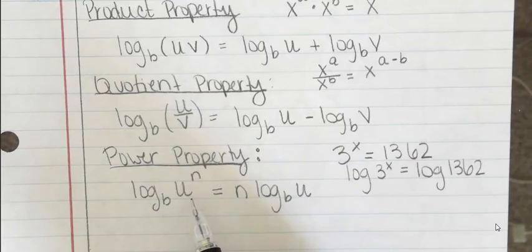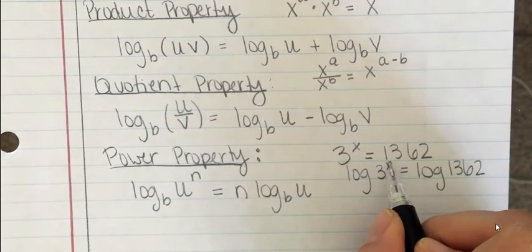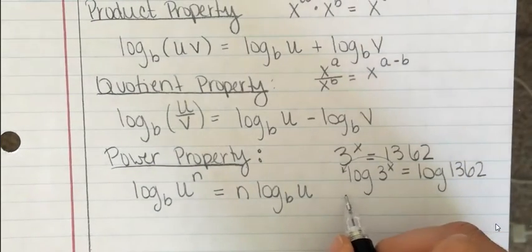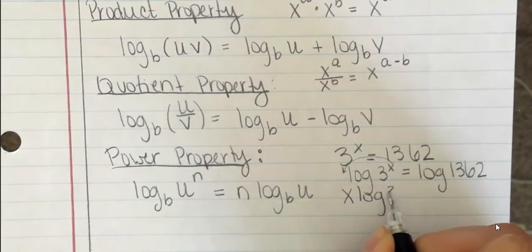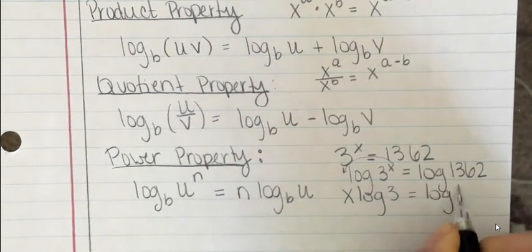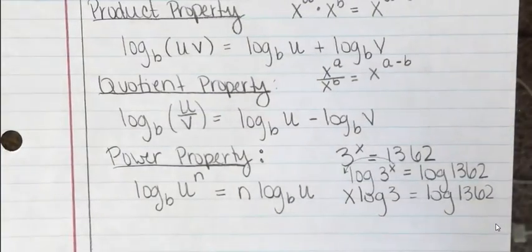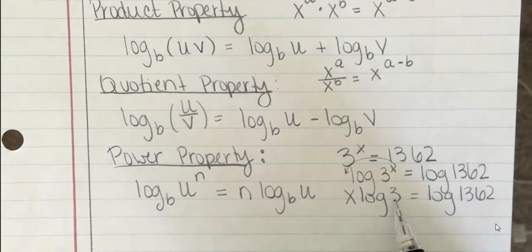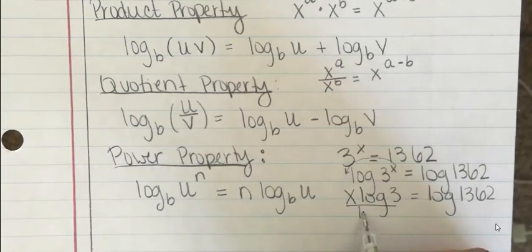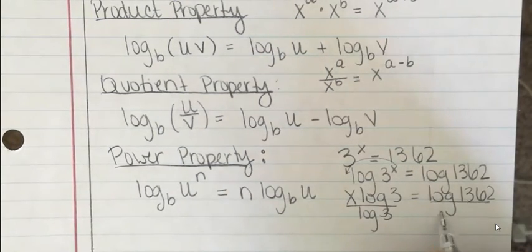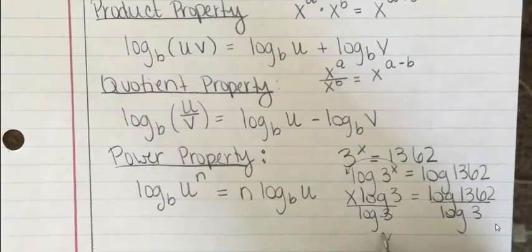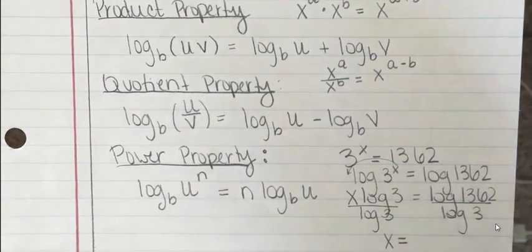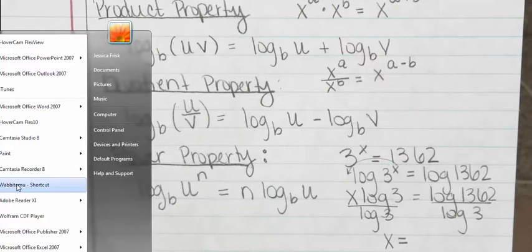Now using this power property allows me to bring my x down. And now I can solve for x. See how x is being multiplied by log of 3? Well, to undo multiplication by log of 3, I can go ahead and divide both sides by log of 3. So I'll get the fact that x equals whatever this is divided. Okay, so let me go onto my calculator here and do that.